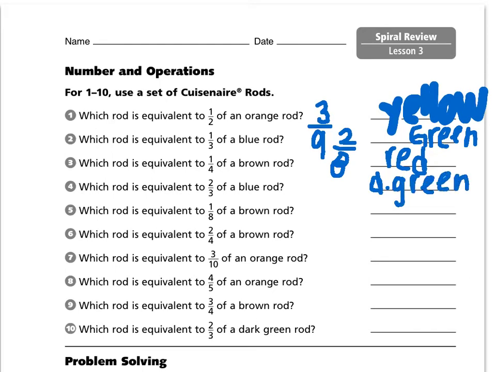Which rod is equivalent to 1/8 of the brown rod? Well, I know that the brown rod is just the 8th rod, so 1/8 would be the white rod.